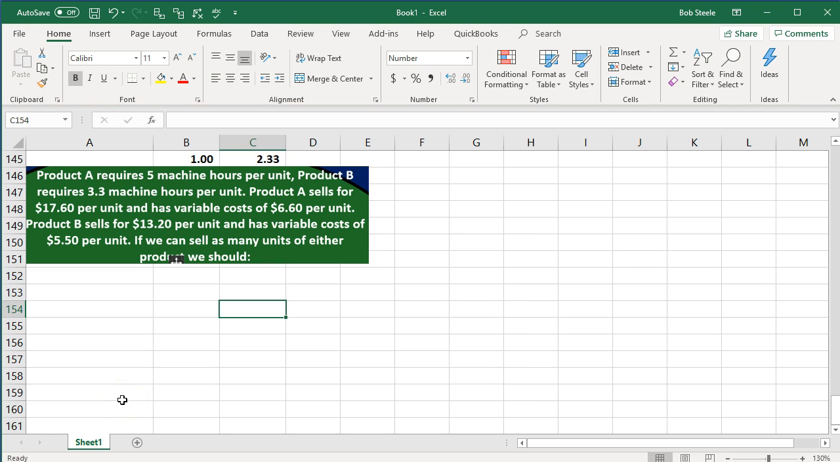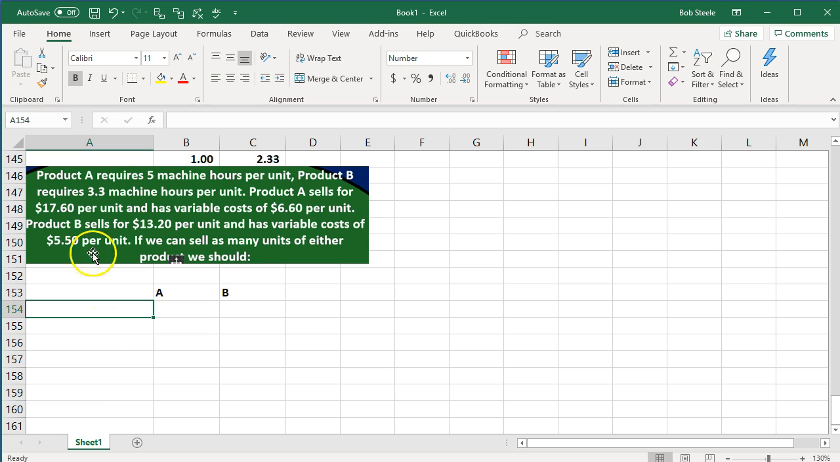Our goal here is typically to find the contribution margin per the restraint, in this case per machine hour. So we're going to have to figure out the contribution margin per unit, which is the sales minus the costs, and then take into consideration the machine hours to get the contribution margin per machine hour. All right, so we're going to say A and B is where we'll start off.